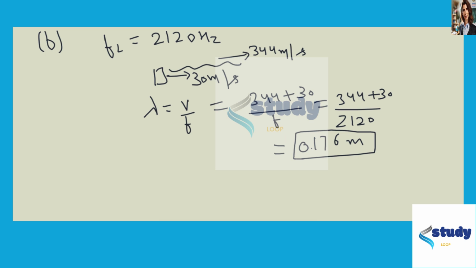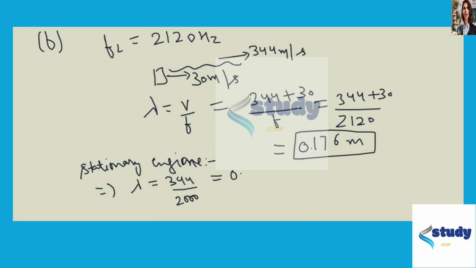Now the wavelength emitted by the fire engine when it's stationary. So lambda equals 344, and since there is no other velocity, this is 0, over 2000. So this becomes 0.172 meter. Remember, the frequency has also changed because this is not moving, so it has the same frequency. That's it. So that's your answer. Thank you.